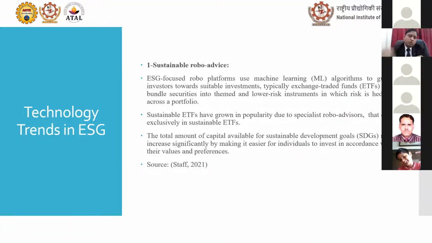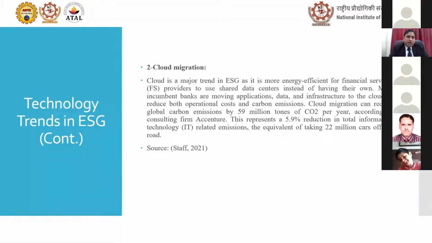So sustainable robo advice helps in evaluating those portfolios in an effective manner. Then ETFs have grown in popularity due to specialist robo advisors that deal exclusively in sustainable ETFs. So the total amount of capital available for SDGs may increase significantly by making it easier for individuals to invest in accordance with their values and preferences. So another important trend is sustainable robo advice. This is one trend. Another is cloud migration.